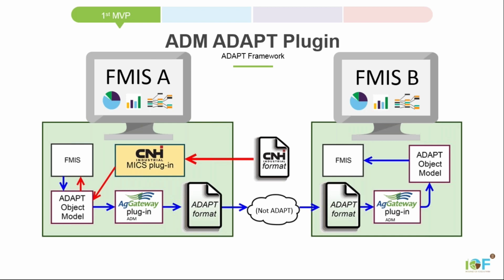Here you see two FMISs, on the left and on the right, using the ADM plugin, where the first FMIS, FMIS A, received and converted a CNH dataset with the CNH ADAPT plugin. It is important to know again that the scope of the ADAPT framework does not include the actual transfer of the data between the two applications, as you see in the middle of the slide.